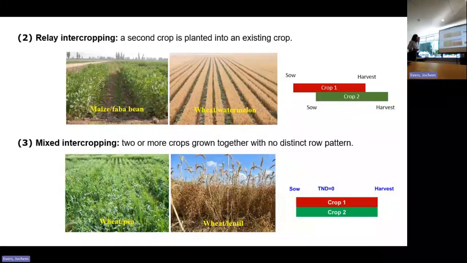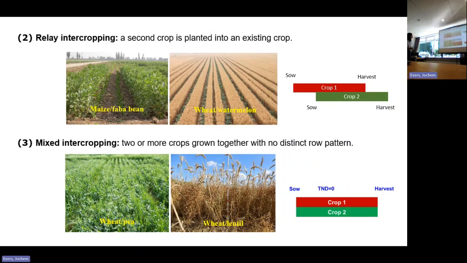Another intercropping system is relay intercropping. That is, a second crop is planted into an existing crop. For example, fava bean is sown earlier than maize, as in maize and fava bean, and also with watermelon intercropping. So wheat is sown earlier than watermelon. We can also see the chart on the right. The first crop is sown first, and later on the second one comes in.